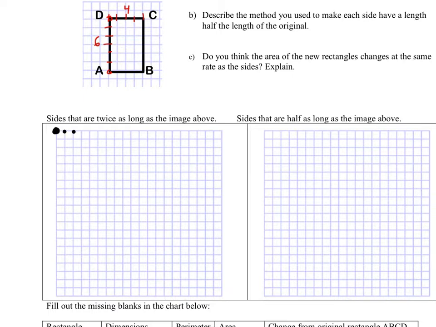1, 2, 3, 4, 5, 6, 7, 8. So that's where my next point is. So that's that length. Now I need the next one to be 12 down. So we'll count those out. 1, 2, 3, 4, 5, 6, 7, 8, 9, 10, 11, 12. So there's my next corner.